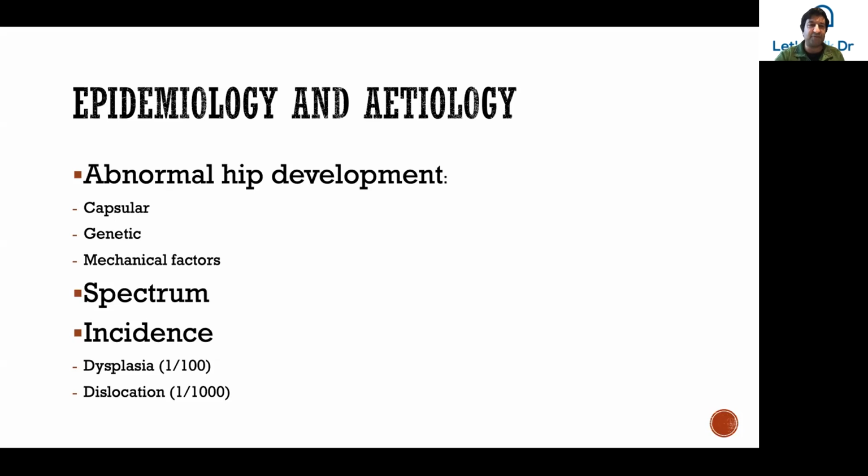DDH is basically defined as abnormal development of the hip resulting from capsular laxity, a combination of both genetic and mechanical factors. The key buzzword for the exam is that it results in a spectrum of disease, which can start with just dysplasia, to subluxation, to frank dislocation or teratologic dislocation, which is essentially where someone has a frank dislocation in utero, which is irreducible. This teratologic type can be associated with genetic and neuromuscular conditions, such as myelomeningocele, arthrogryposis, Larsen syndrome, or Ehlers-Danlos as well.